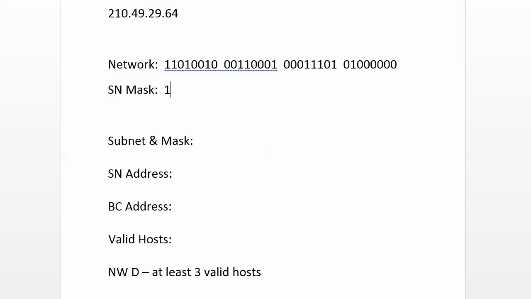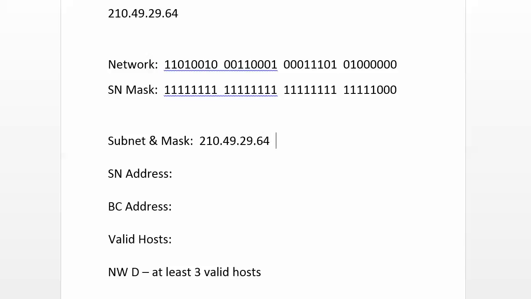So let's use 3 host bits, right? /29. So we're going to use 210.49.29.64 /29. So we know what the subnet address is, 210.49.29.64. What's the broadcast address?